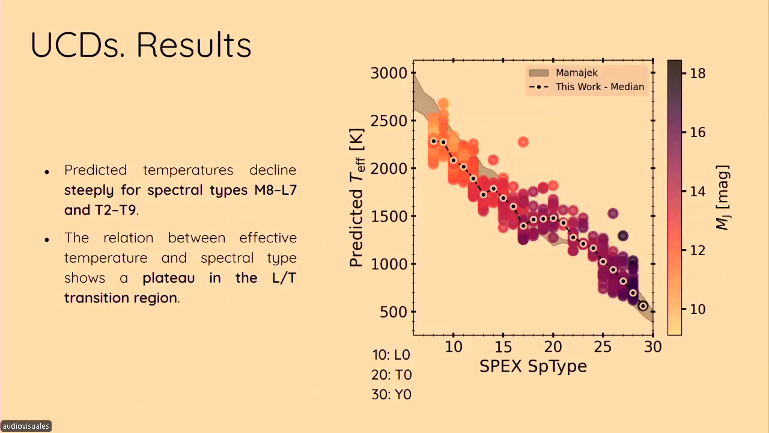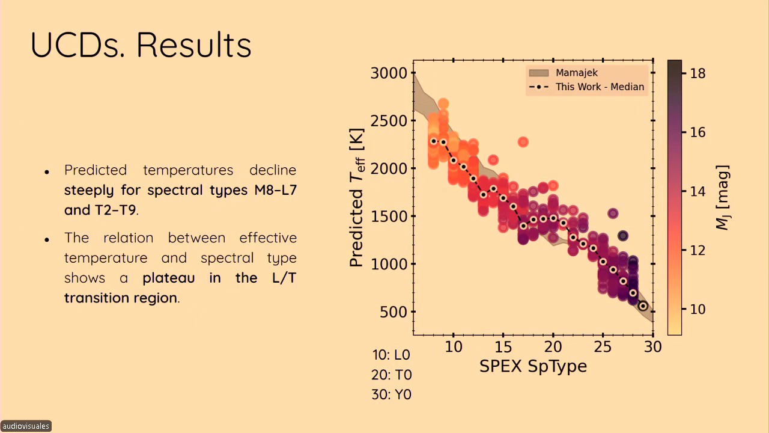And this is a last plot to summarize the results that we are obtaining in the low resolution domain. Here we can see the relation between the effective temperatures that we obtain and the spectral type that we can find in SPECS. So what we can see here is that the relation evolves, like the predicted temperatures decline very steeply for spectral types from M8 to L7.